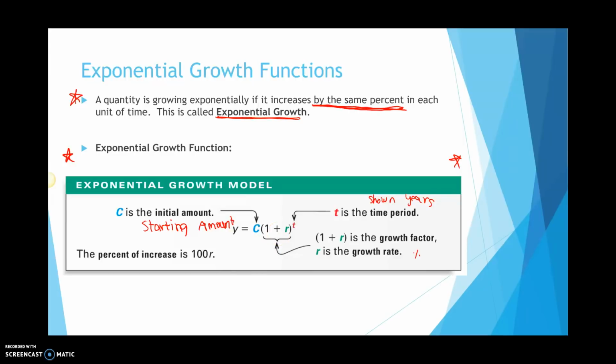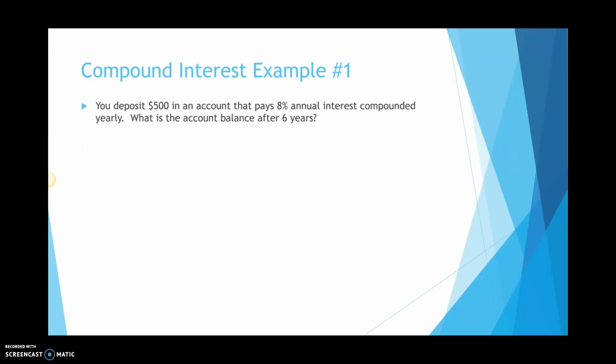So let's practice this. First example, it says you deposit $500 in an account that pays 8% annual interest compounded yearly. What is the account balance after 6 years? So we're going to use the formula y equals c, your starting amount, parentheses 1 plus your rate, which is your percent, raised to the t power, which is your time, shown in years. So C is going to be my starting price, which is $500, times 1 plus my rate.